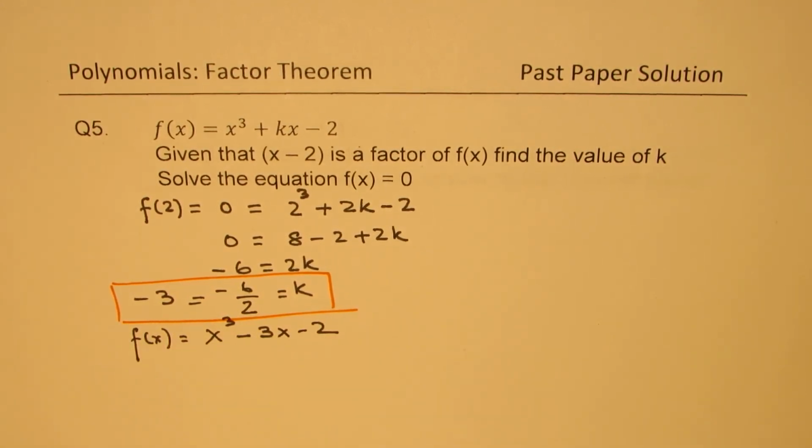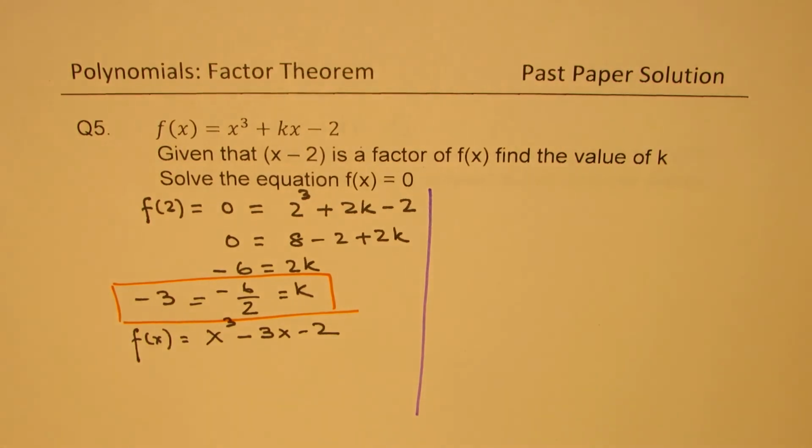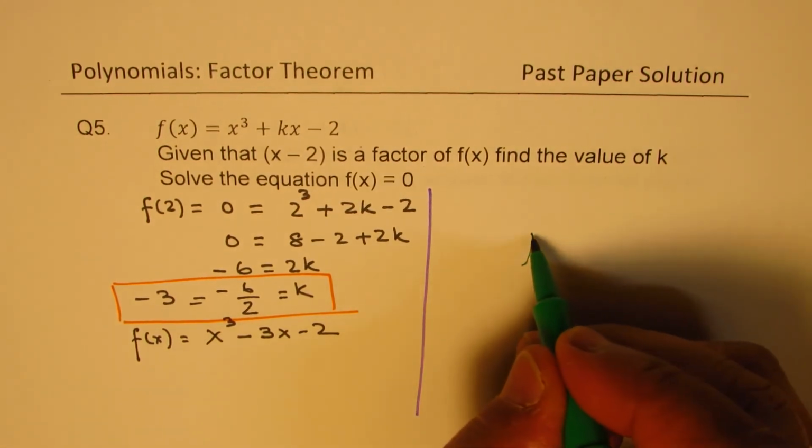And then that becomes our function. Now we need to solve this equation. Since we know that x minus 2 is a factor, we'll perform long division, and this time using x minus 2. Right? So let's do long division.